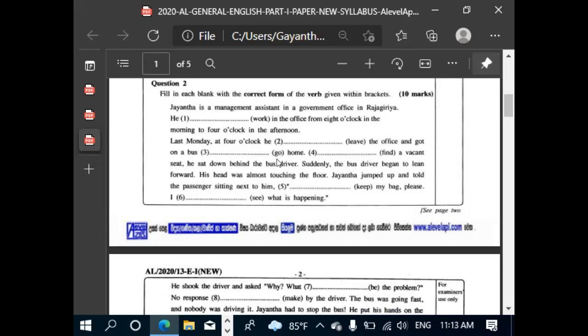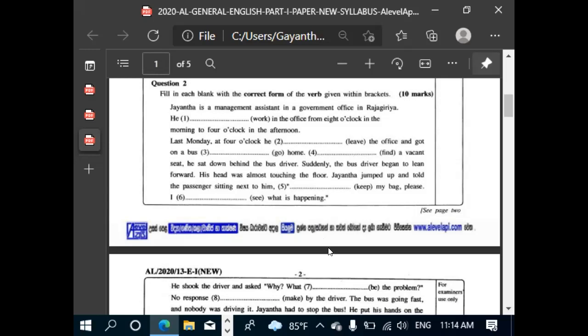Blank within brackets, go home. The infinitive verb of go. It's also go. Fourth one: blank within brackets, find a vacant seat. He sat down behind the bus driver. What is the answer for the fourth one? Found. Found a vacant seat. He sat down behind the bus driver.